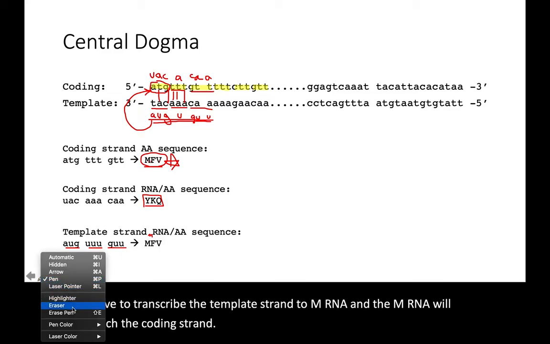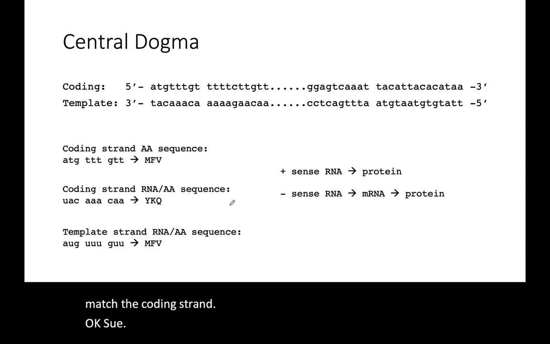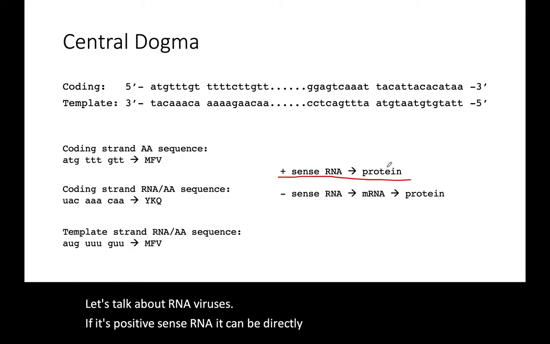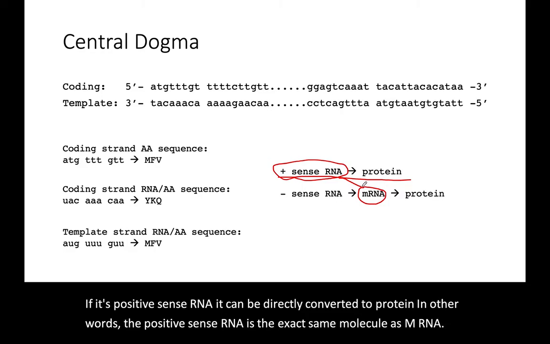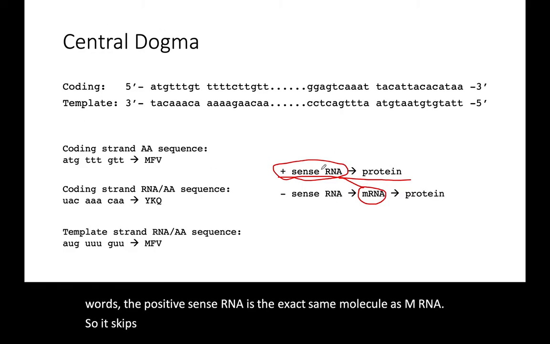Okay, so with that in mind, let's talk about RNA viruses. If it's positive sense RNA, it can be directly converted to protein. In other words, the positive sense RNA is the exact same molecule as mRNA. So it skips a step. Rather than having a coding strand having to convert to mRNA, it is already there.